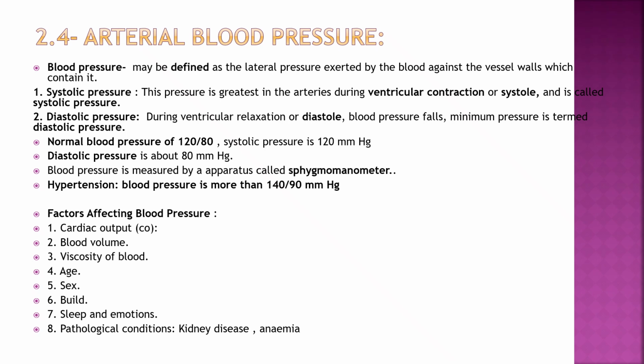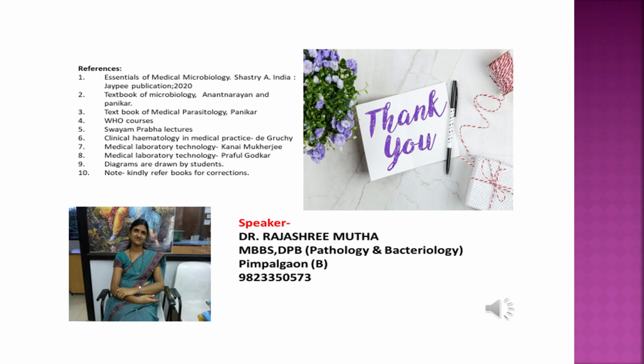The blood pressure is measured by an apparatus called a sphygmomanometer, and when there is more than 140 by 90 millimeter of mercury blood pressure, it is called hypertension. There are few factors which affect the blood pressure. So cardiac output, blood volume, viscosity of blood, age, sex, build, and sleep and emotion. And in pathological conditions, it is kidney disease, anemia, or high level of cholesterol and triglyceride in the blood, that is obesity.